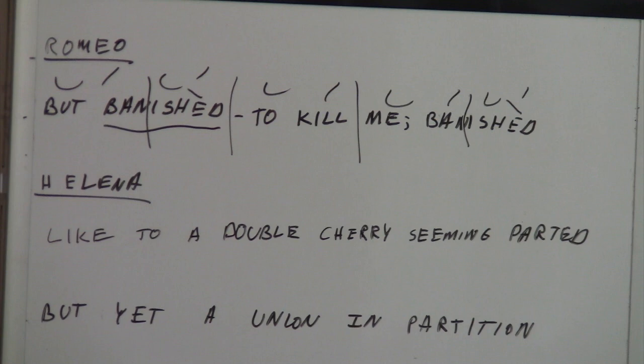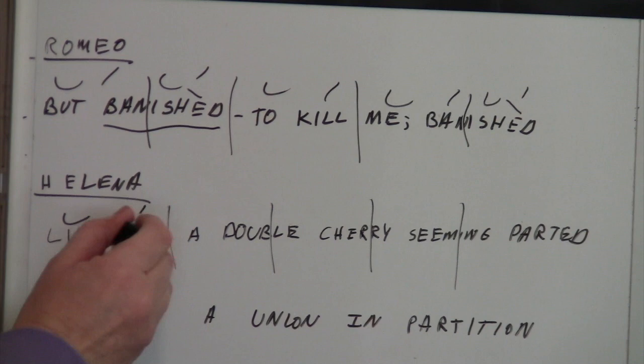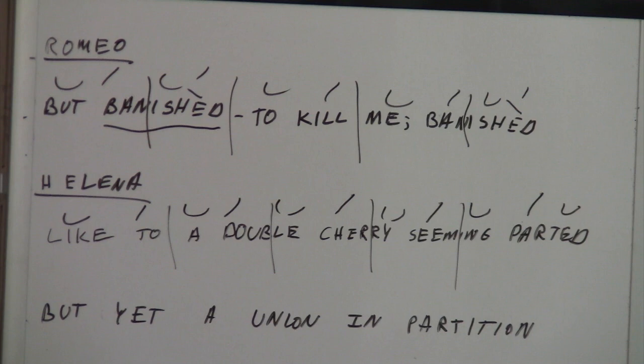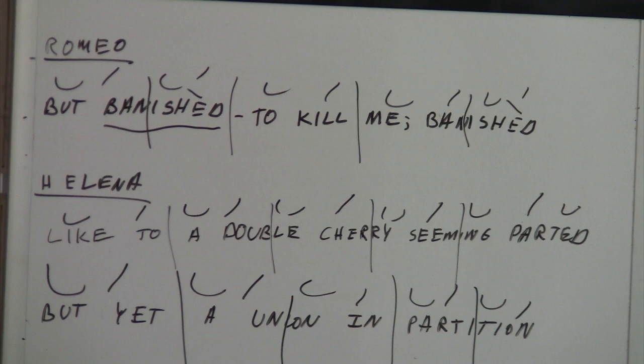Here's a line from A Midsummer Night's Dream. This one doesn't have compensation to it: "Like to a double cherry seeming parted." But it does have a feminine ending. The next line does: "But yet a union in partition." You notice, if you said that word the way you normally say it, you would not have ten syllables. So we're going to add an extra syllable there: "But yet a un-i-on in par-ti-ti-on." So you can say it and still be subtle with it. It doesn't have to be super obvious, but you do want to maintain that iambic pentameter and make that word just a little bit longer.